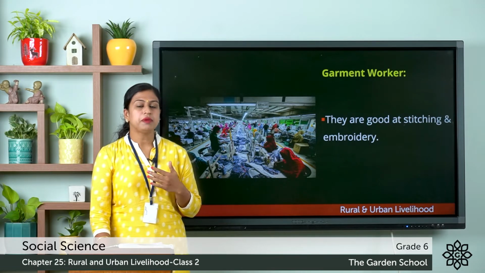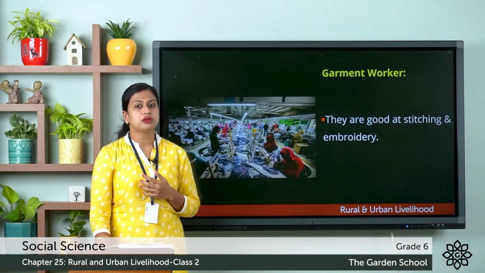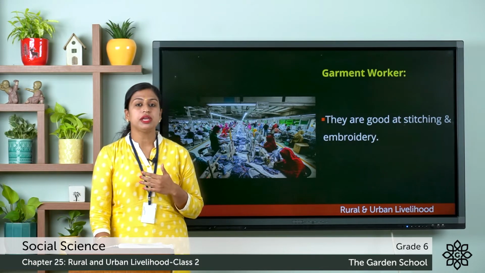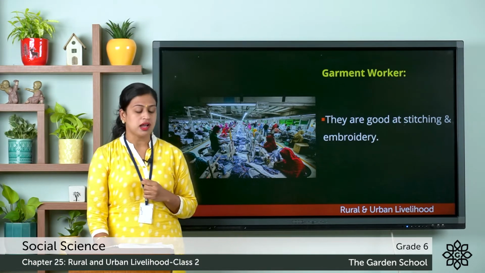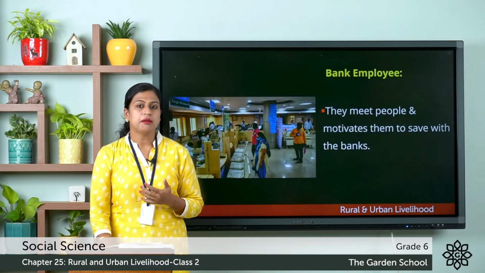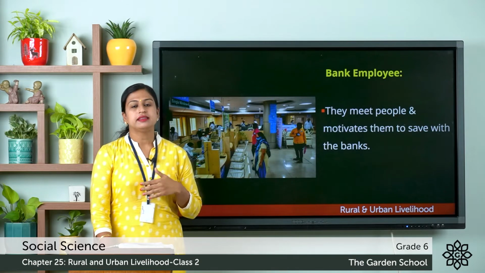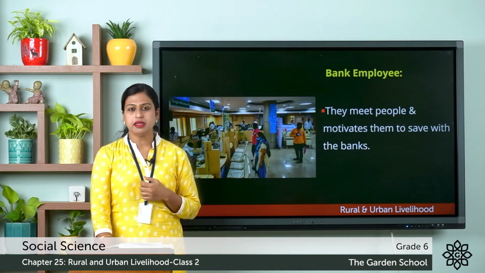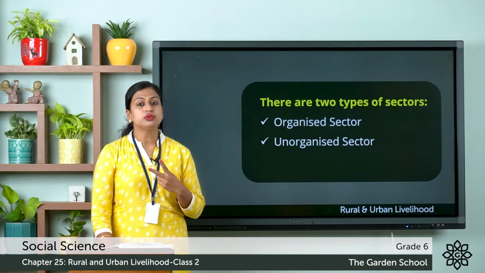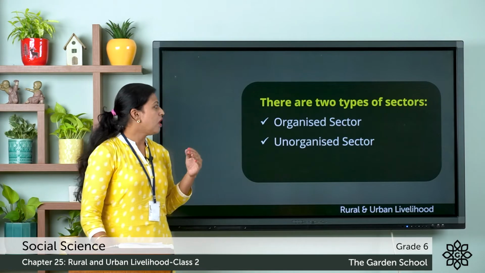Next, you can see the garment worker. Garment workers are the people who are good at stitching clothes and they are also good at doing embroidery. They also train other young people in their art. Next one is the bank employee. The bank employees work in the bank, they meet many people and they motivate them to save with the bank.